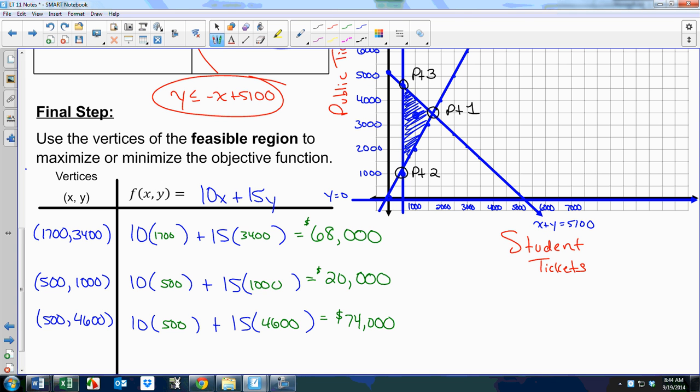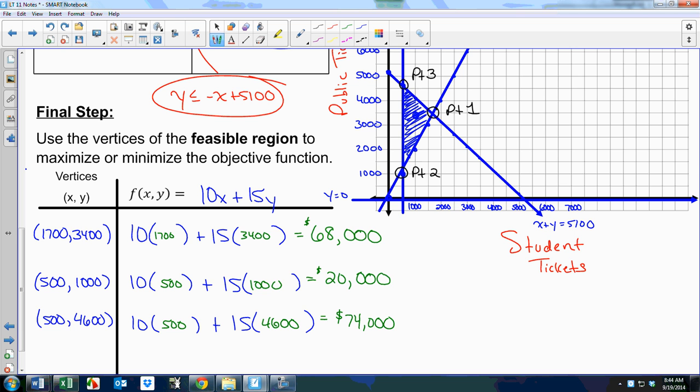So what should the CFSB do? If they want twice as many public attending their games, so they want some students but more public, they want at least 500 students, they want to keep it under 5,100 because that's all that will fit, how many people should they try to sell tickets to make the most money? They should sell 500 student tickets and 4,600 public, and they'll make a profit of 74 grand.